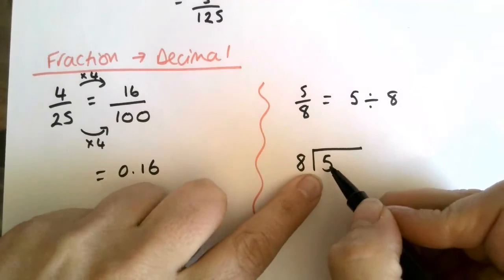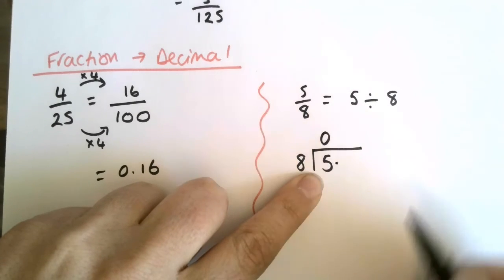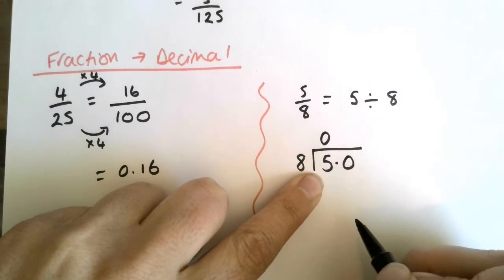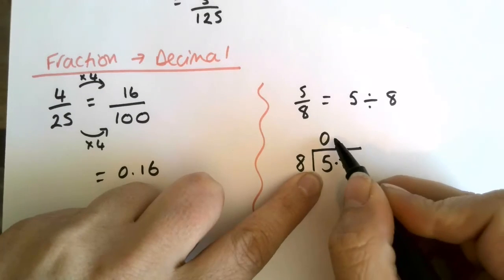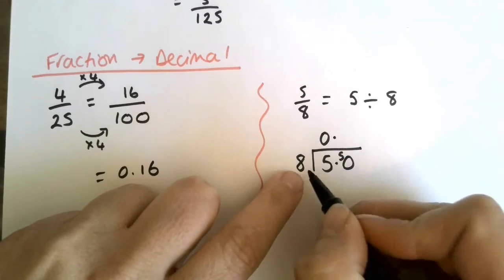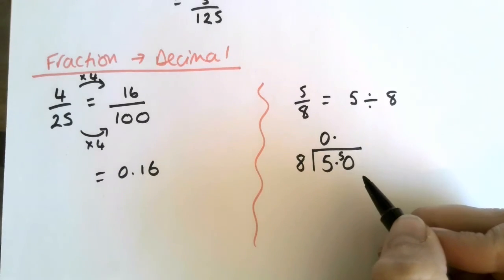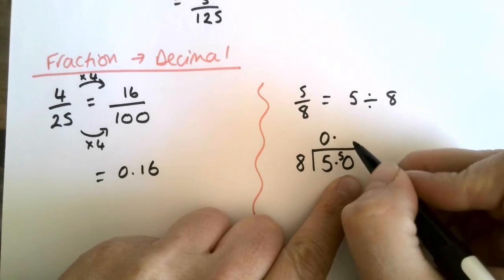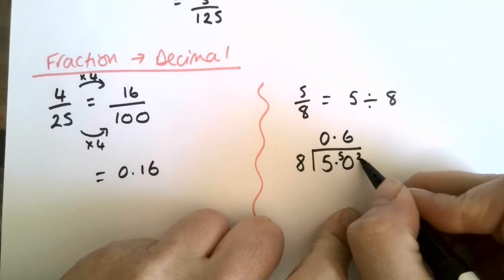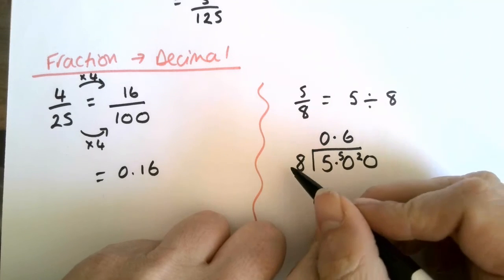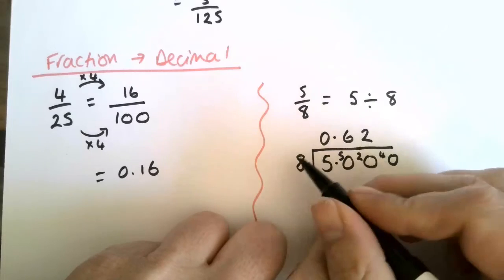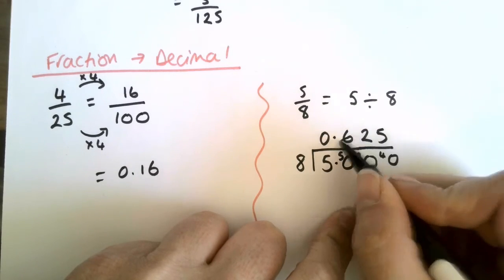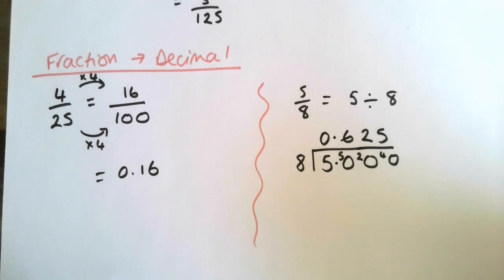So 8 into 5 does not go, so 0. Add on a decimal point and your 0 after the decimal point. So 8 goes into 5 no times, remainder 5. Decimal point lines up whenever you're dividing. 8 into 50 goes 6 times, doesn't it? Yep. Remainder 2, add on our 0. 8 into 20 goes twice, remainder 4, add on your 0, and 8 into 40 goes 5. So we end up with 0.625. Okay, nice wee short one.